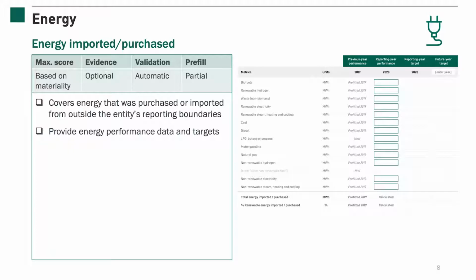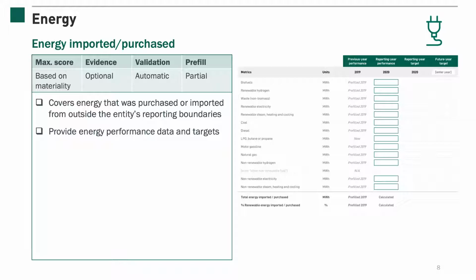The first table covers energy purchased or imported. All energy types are mandatory to report. So enter 0 if you did not import or purchase energy of a particular type. Note that all energy metrics are in megawatt hours, so you may need to make your own conversions if you have energy data in liters or kilowatt hours. There are many resources available online to do this.